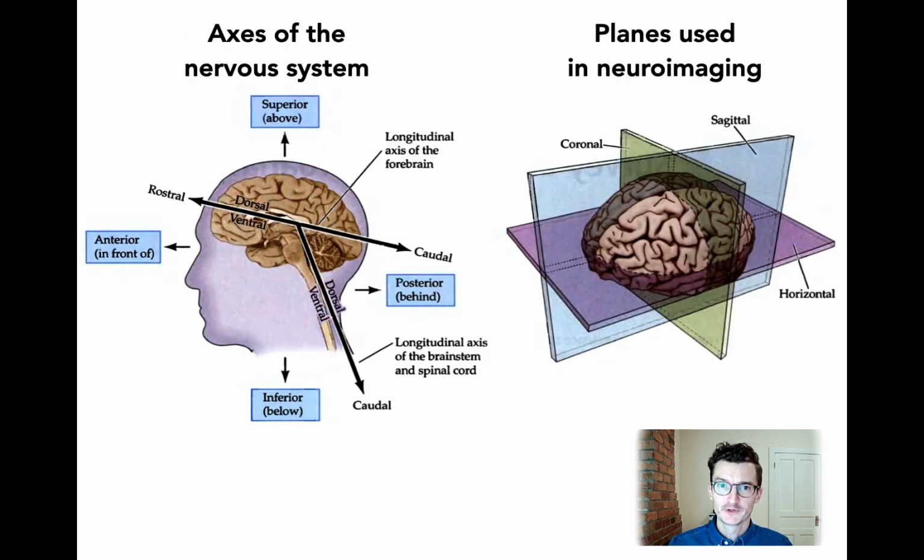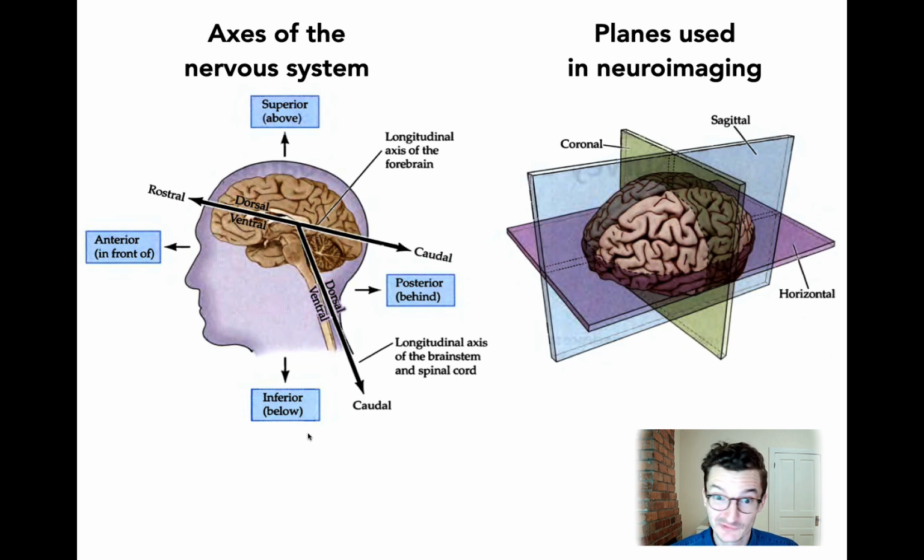So there are some neuroanatomical terms that you need to know because they will come up in this course, and these are terms that allow us to image the brain and navigate our way around the brain. So for instance, rostral versus caudal. Rostral means in the front, caudal means in the back. Dorsal versus ventral. Dorsal means up above, ventral means below. Superior versus inferior, so above versus below. Posterior versus anterior, behind versus in front.